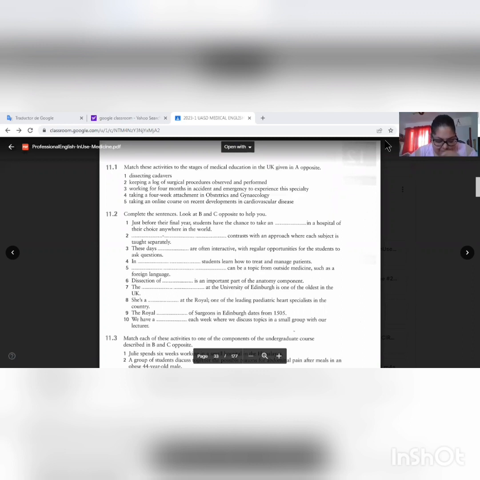Match each of these activities to one of the components of the undergraduate course described in B and C opposite. Julie spends 6 weeks working in a small hospital in the Himalayas, overseas elective. A group of students discuss together the possible reasons for abdominal pain after meals in an obese 44-year-old man.